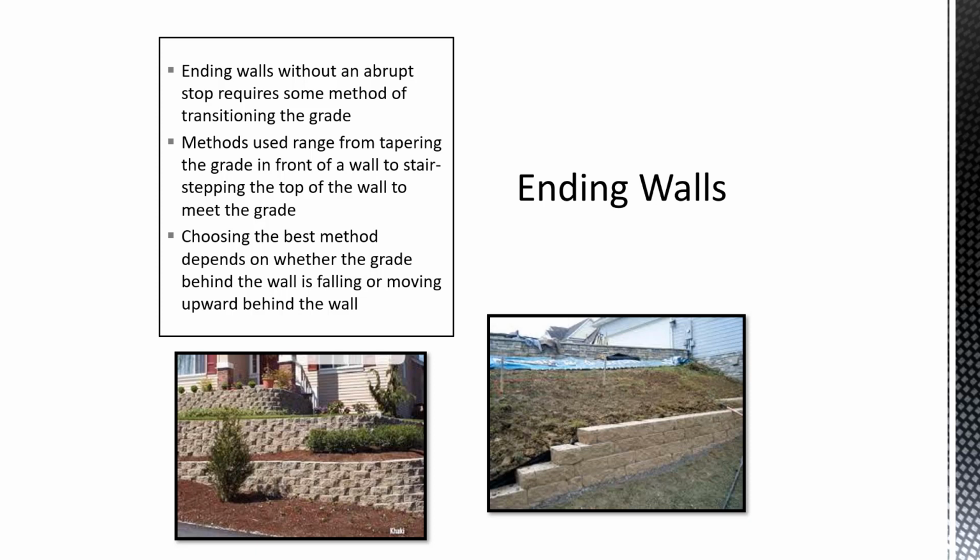Ending the walls without an abrupt stop requires some method of transitioning the grade. Methods used range from tapering the grade in front of a wall to stair-stepping to the top of the wall to meet the grade. Choosing the best method depends on whether the grade behind the wall is falling or moving upward behind the wall. Now, like I said, I love to turn my stone back. And we saw that one picture earlier in the slides where it was just a 90-degree turn back on a landscape timber wall. But if you're doing a modular block wall, you're able to turn it back in and make a smooth transition to go back into the embankment.